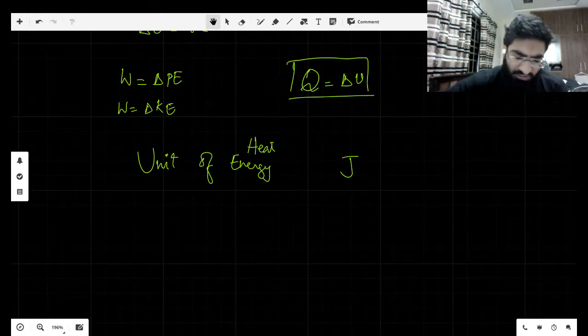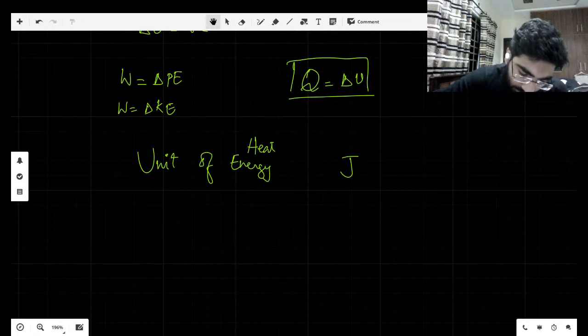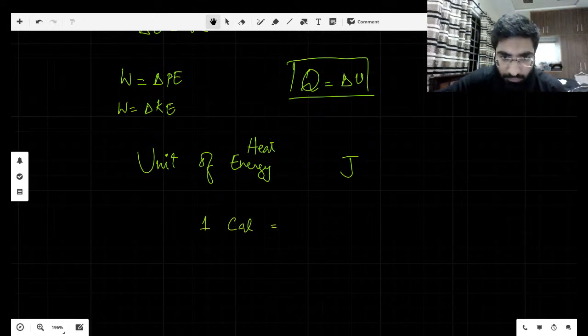Calories are less often used, first of all. Calories, like the ones you eat, from the food. Yes, exactly. They are mentioned over there to tell you how much energy this food would give you. It's the same concept when you say that you are going to burn your calories. How much energy are you going to consume? So the conversion between calories and joules is 1 calorie is equal to 4.186 joules.